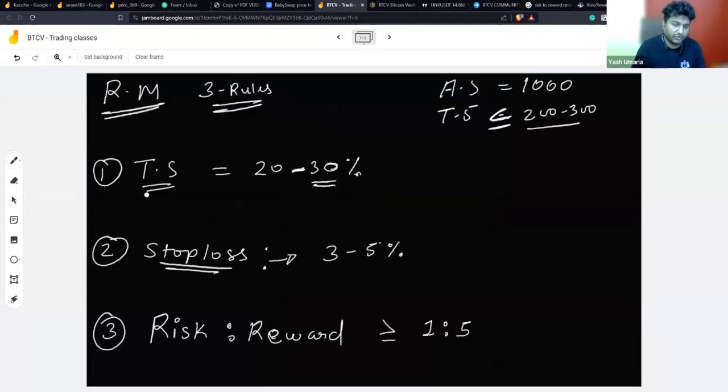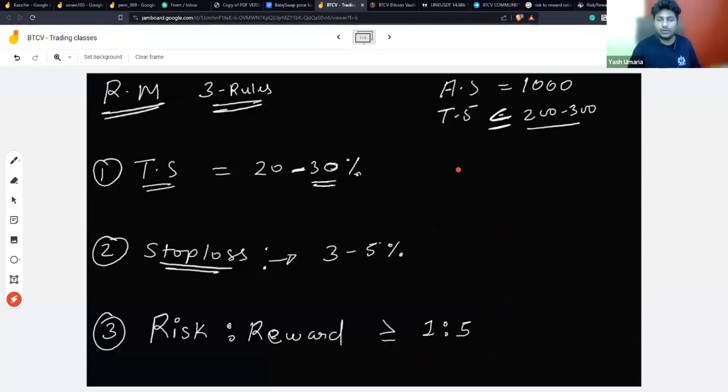The trade size has to be between 20 to 30%. The stop loss has to be between 3 to 5%. The risk to reward ratio has to be greater than 1:5. And all of these are rules which we call trading management or risk management rules. You have to execute it, because if you take one of them wrong, you will feel emotional about your trade and then you will lose money. Just a simple, straight formula. So make sure you use this one.